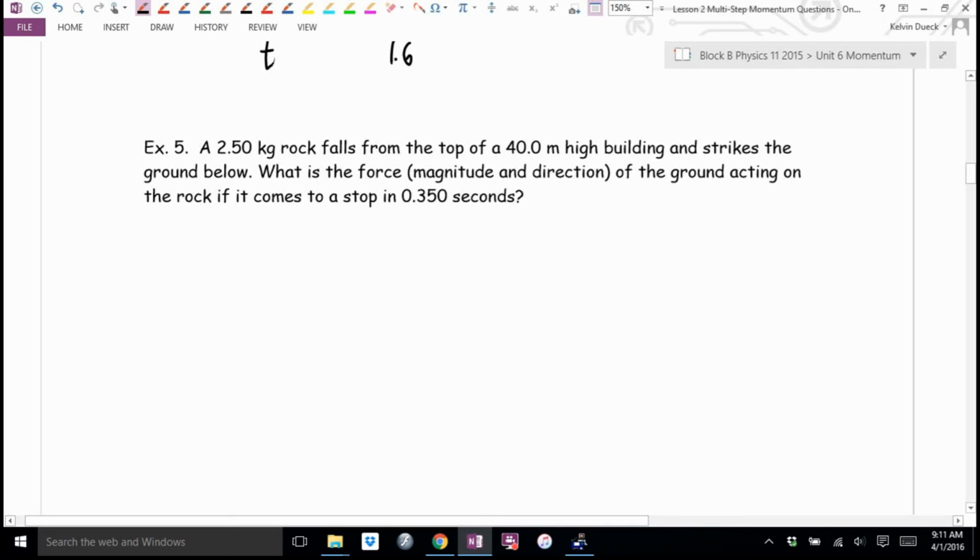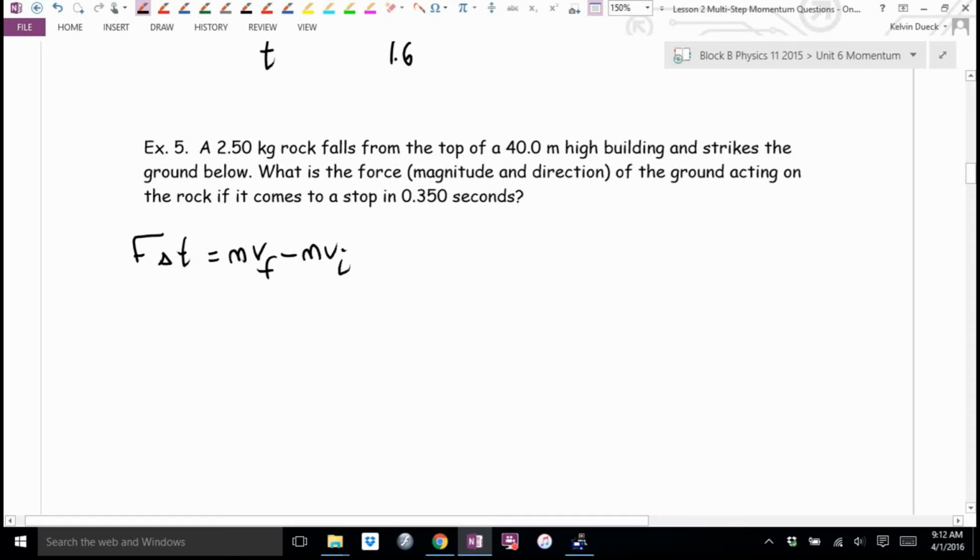A rock falls from a high building and it strikes the ground below. What is the force, magnitude and direction, if it comes to a stop in 0.350 seconds? How hard does the ground hit the rock? Okay. Cool. Sam, what's this question asking me to find? Force. Is there a time? Yes. Let's try solving this using this equation here. Force change in time equals m v final minus m v initial.